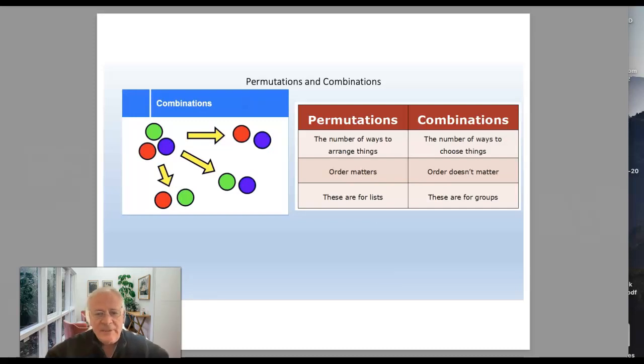Again, guys, a permutation is the number of ways to arrange something. Order does matter. They're used for lists and arrangements. A combination is the number of ways to choose something, where order doesn't matter. They're used for groups.